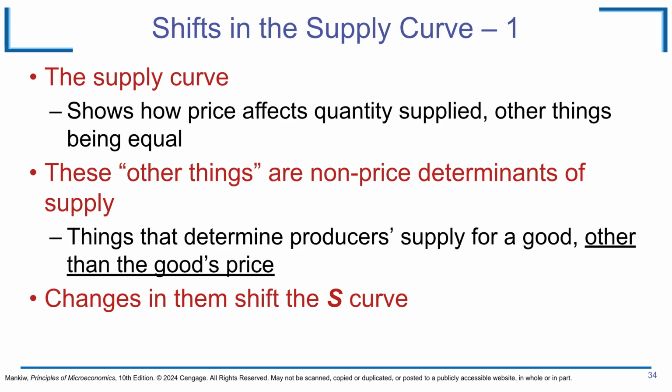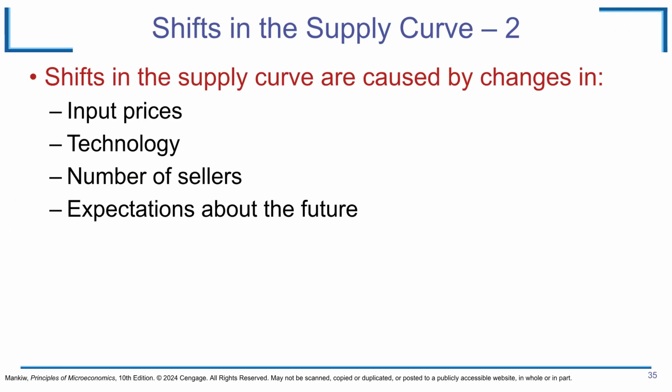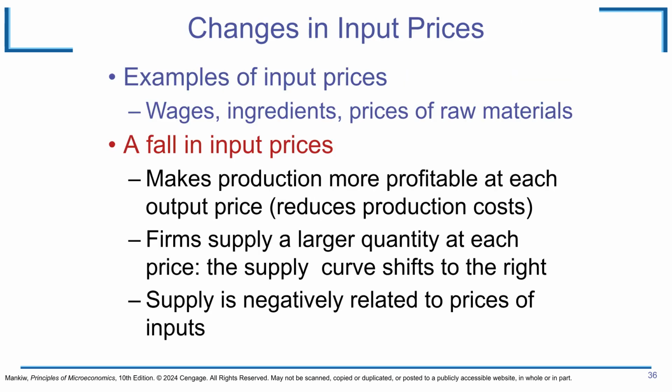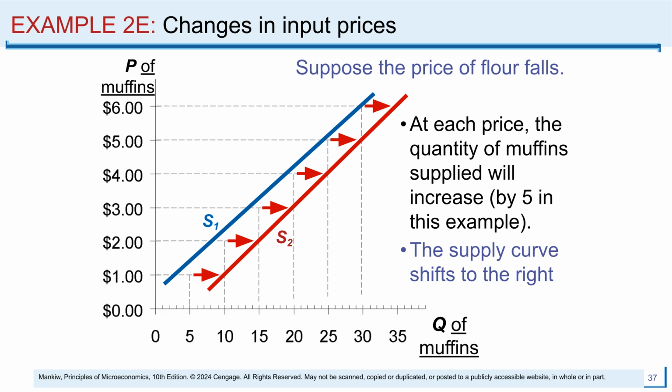Changes in these other factors, the non-price determinants, will shift the supply curve. The supply curve shifts due to changes in several key determinants: input prices, technology, the number of sellers, and expectations about the future. Input prices, such as wages or raw materials, are essential. When input prices fall, production becomes more profitable, and firms increase the quantity supplied at each price, shifting the supply curve to the right. For instance, if the price of flour, a key ingredient for muffins, falls, the supply of muffins increases. This is shown as a shift of the supply curve to the right.